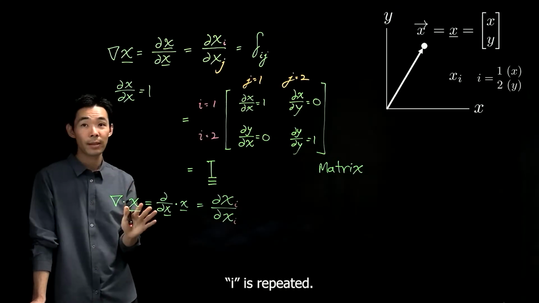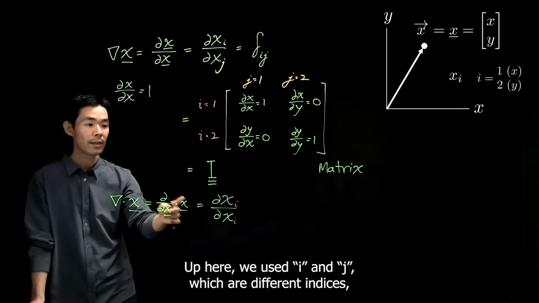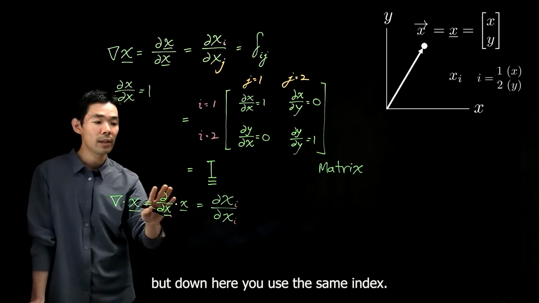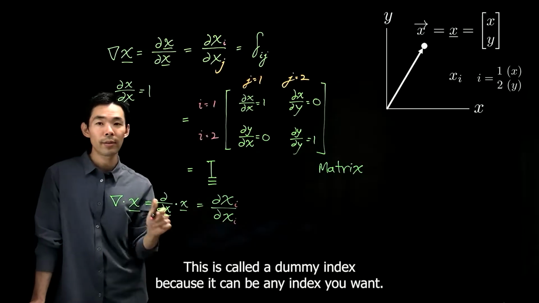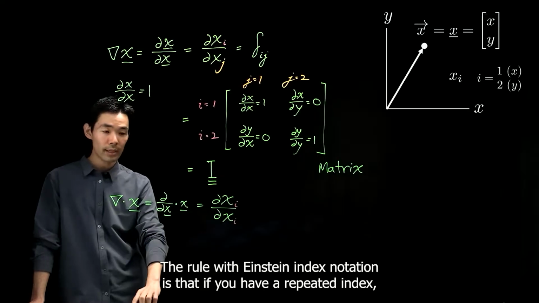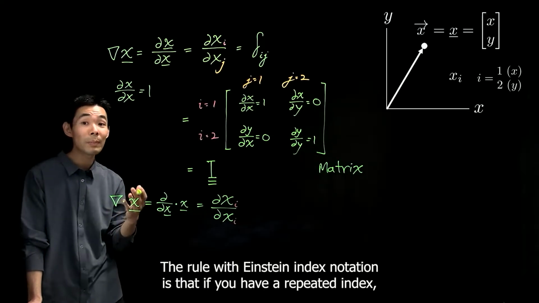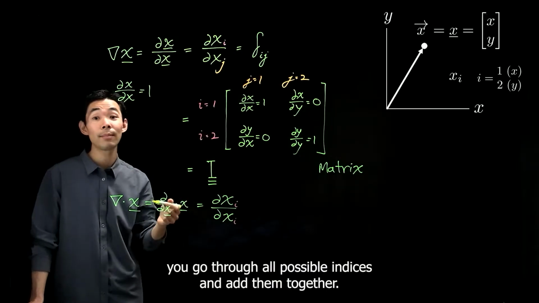I are repeated. Up here, we used i and j, which were different indices, but here we use the same index. You can also choose the letter j as well, or k, or any index. This i is called a dummy index because it can be any index you want. They're repeated with each other. And the rule with Einstein index notation is that if you have a repeated index, you go through all possible indices and add them together.